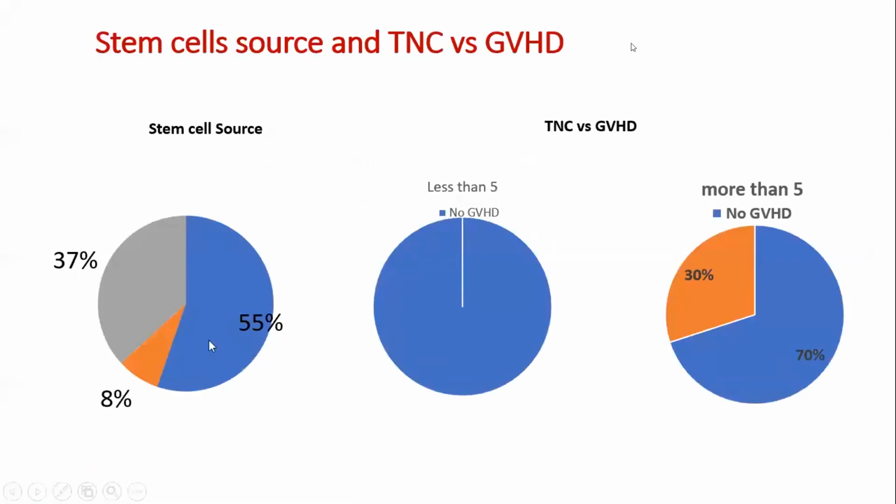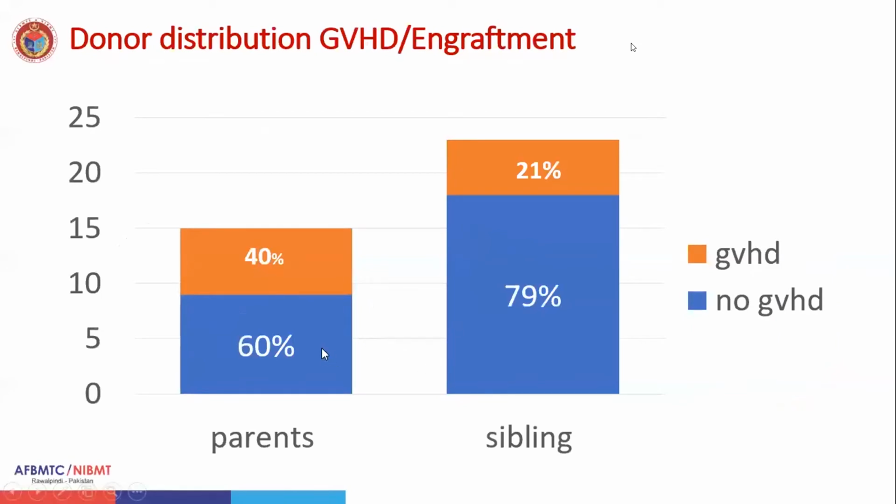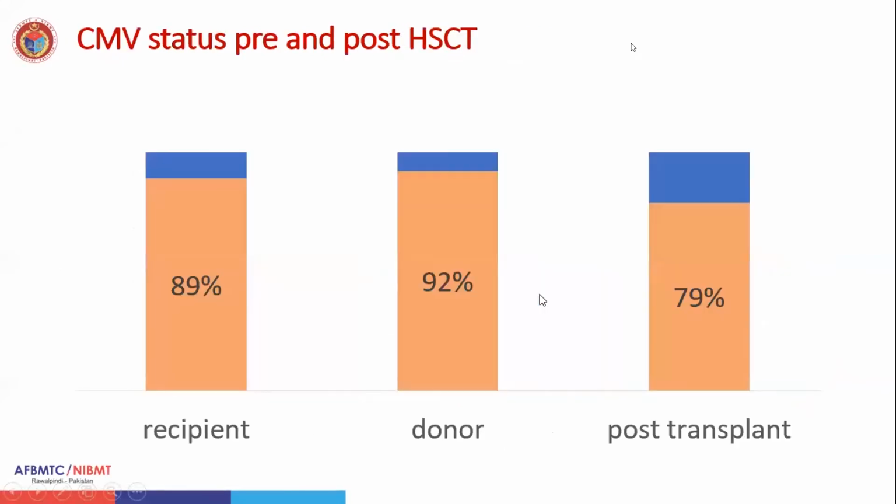As for the stem cell source that we've used, 55% bone marrow, in about a third of patients bone marrow plus PBSC, and in a very small fraction, PBSC alone. That's not the preferred stem cell source for us. Patients who received a TNC of more than 5 had a high risk of GVHD. Very few patients received a TNC less than 5, but we did not see any GVHD in any of them. Patients who received a graft from their parents had a risk of graft versus host disease of 40%, double that of patients who received a graft from a sibling donor.